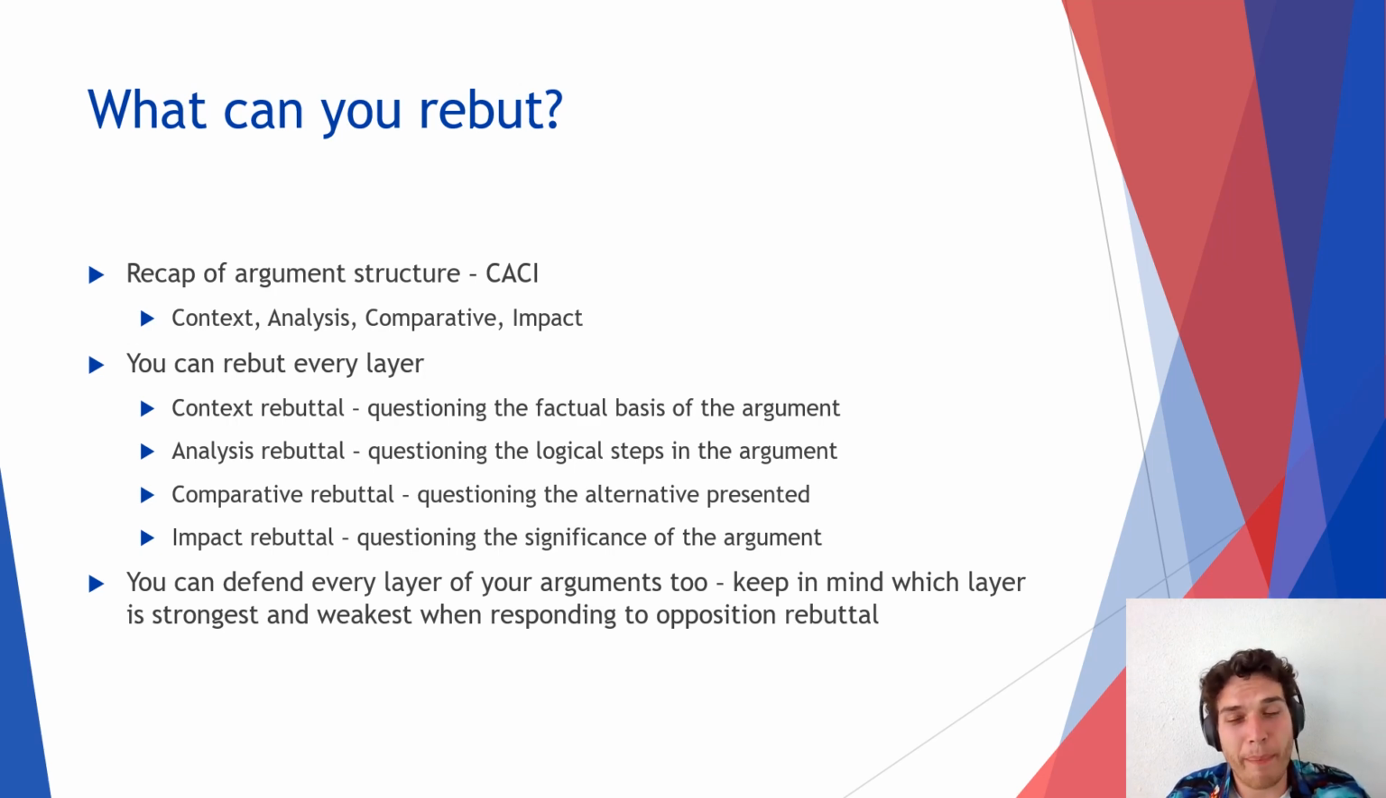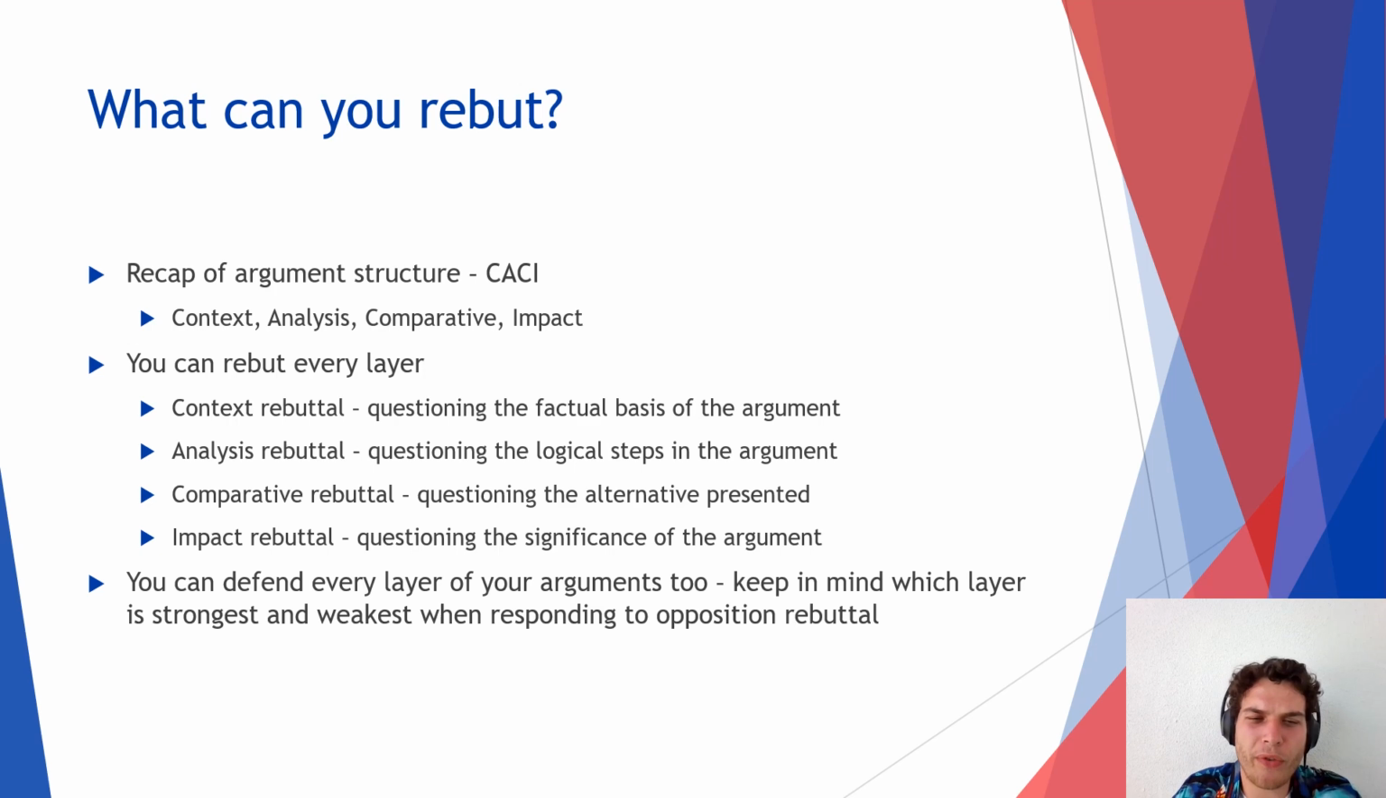You could dispute the comparative. You could say, well, it's true, that harm is probably true, but is it more true under your side or our side? Here's why under our side it's actually far better. So you could question the comparative. Finally, you could question the impact. Yeah, maybe it's true, maybe it's comparatively worse, but is it really that bad?